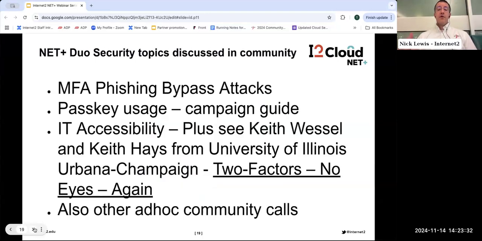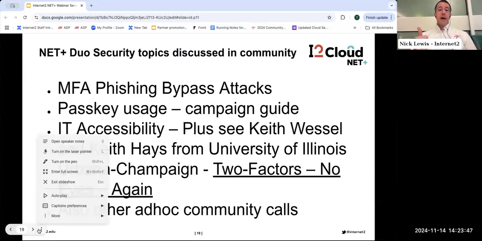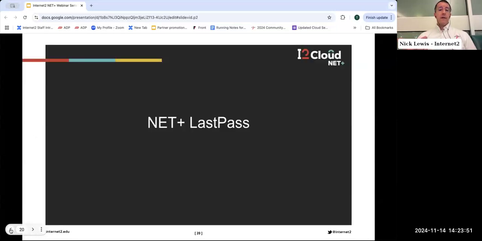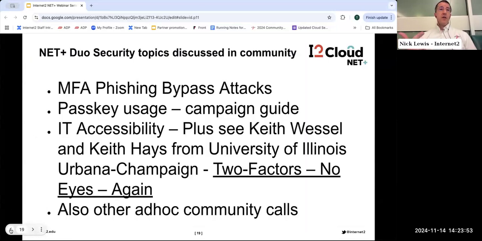And those changing requirements have been driven largely by a couple of things: by attacks on multi-factor authentication systems, where attackers have been able to bypass MFA systems, and by legal requirements, changes in laws, regulations, or changes from NIST around recommendations on how MFA is deployed for campuses.